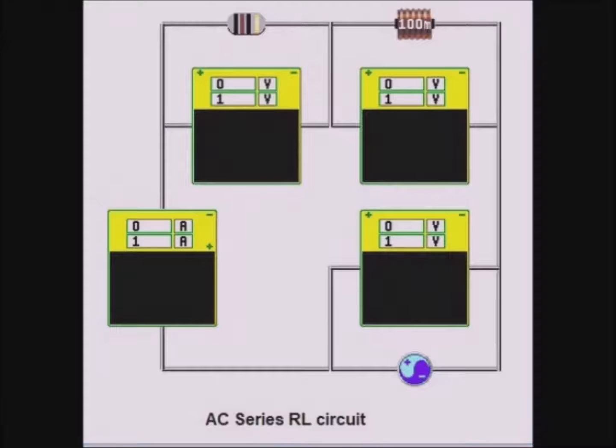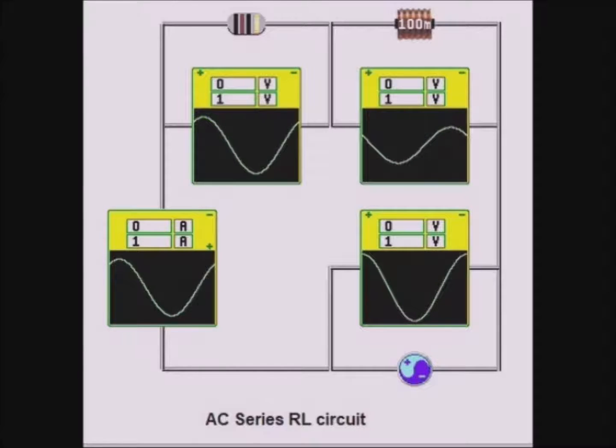Now we replace the capacitor in our circuit by an inductor. Because the inductor opposes the source voltage, we expect the inductor voltage to lead the source voltage. We see that this is so. This time, however, the inductor voltage leads current by pi over 2 radians and also leads the source voltage.